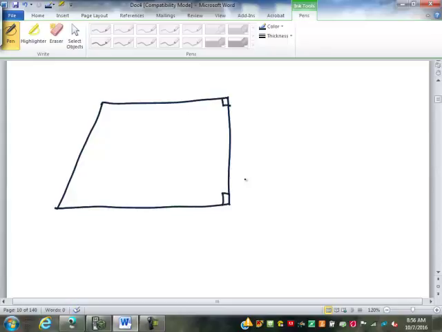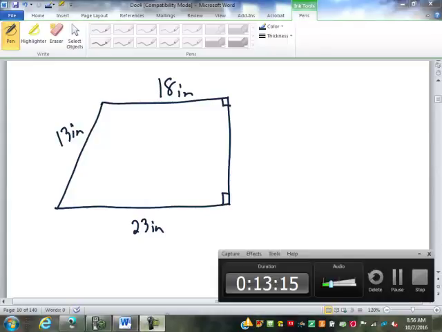This is a trapezoid, but one end is square. Let's say that this up here is 18 inches. This is 23 inches. And this is 13 inches. Find the area for me in your note.